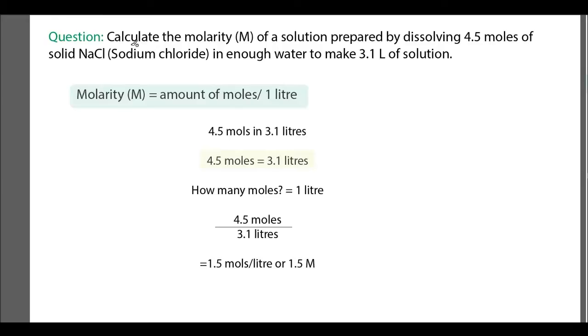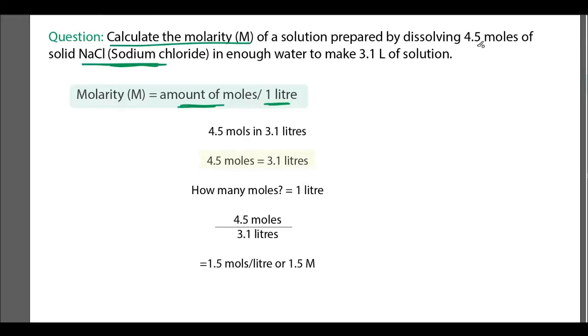The first thing we have to do is calculate the molarity M of the solution. So what is molarity? Well, molarity is an amount of moles per 1 litre. So what we're looking to calculate here is the amount of sodium chloride NaCl in 1 litre.